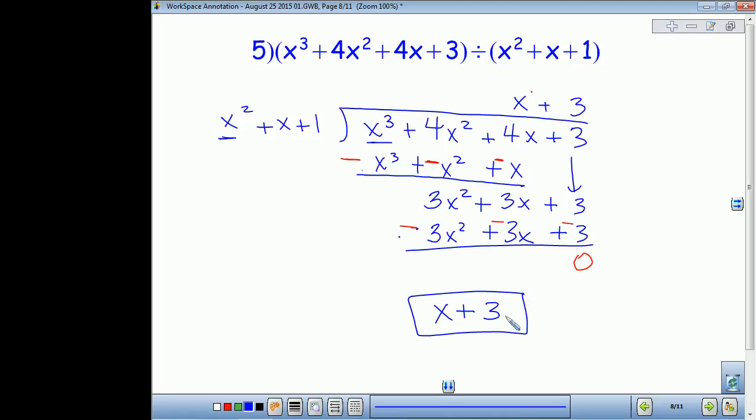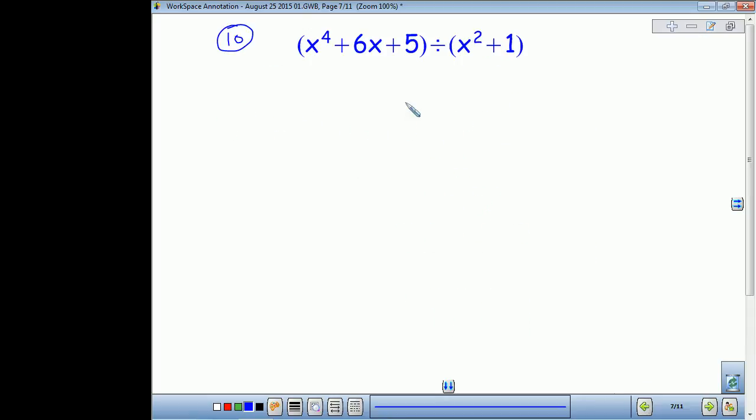Teach us the easy way. Okay, gotta have one more example before we do the easy way. And so we're gonna go to number 10 now.